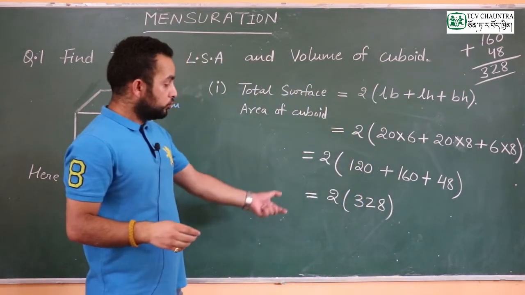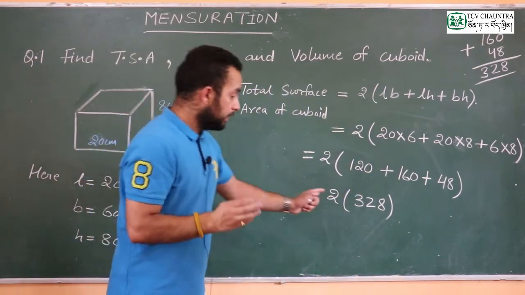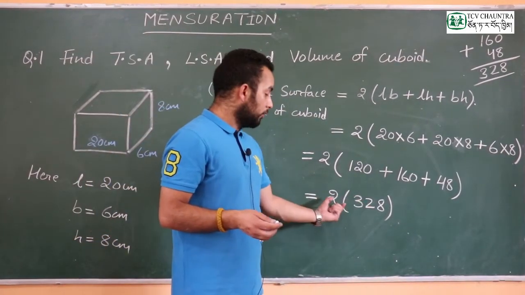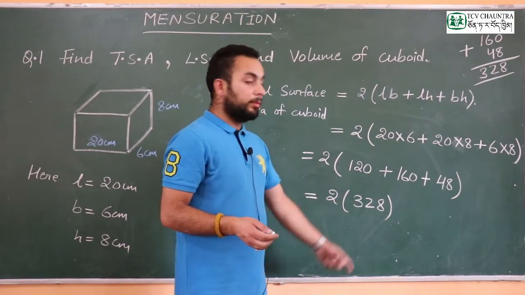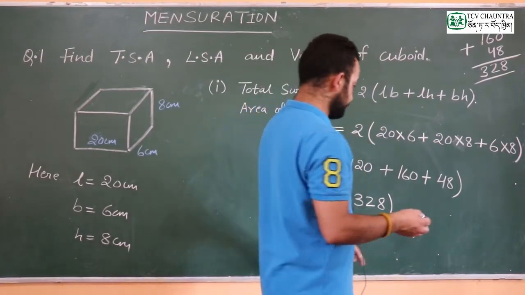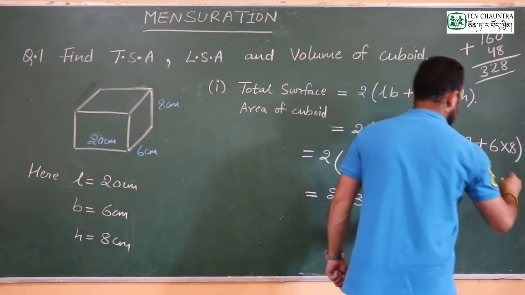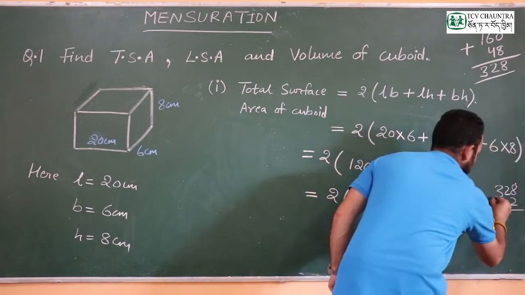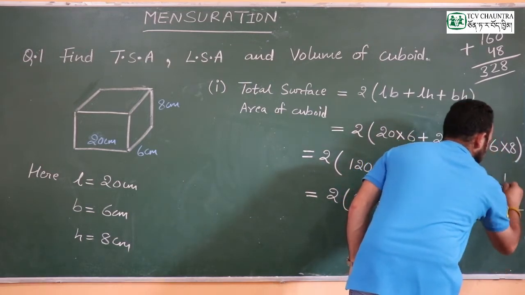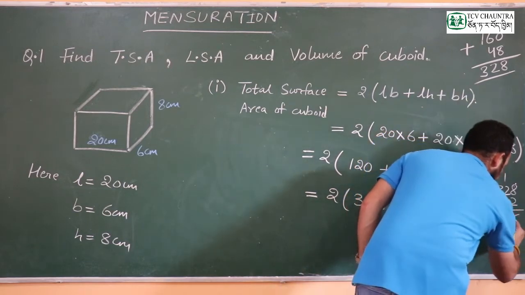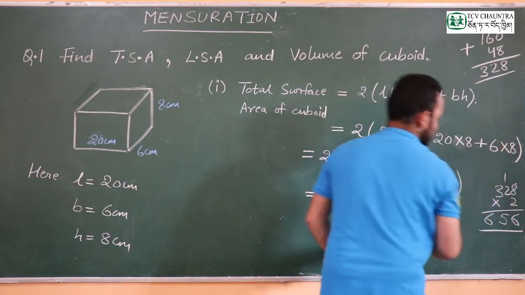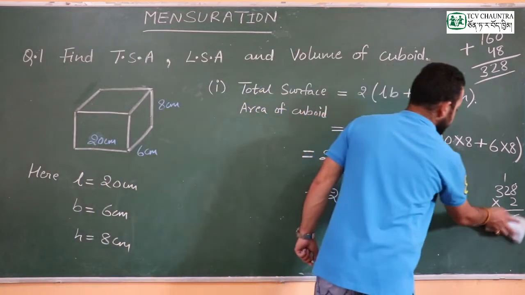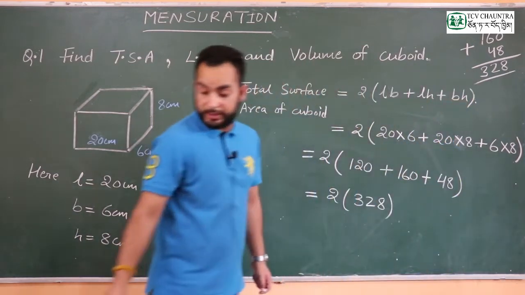328 all together. Now 2 is a multiple of the bracket, which means 2 is a multiple of, you are going to multiply that 2 with the number 328. So again you are going to multiply 328 with the number 2. So 2 8s are 16, 1 carry, 2 2s are 4, 5, and 2 3s are 6. So 656.